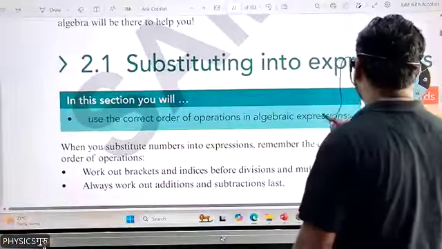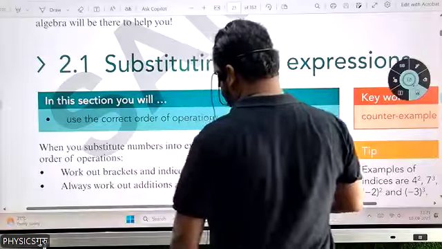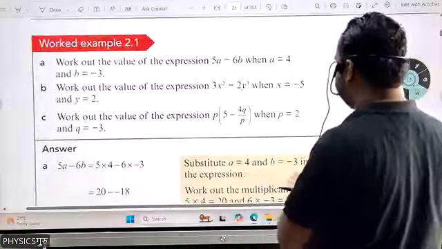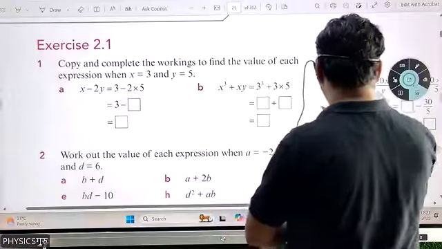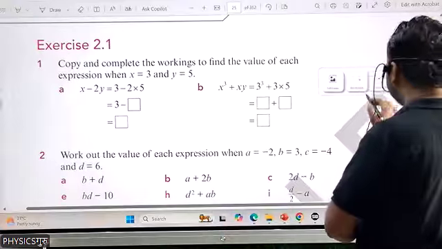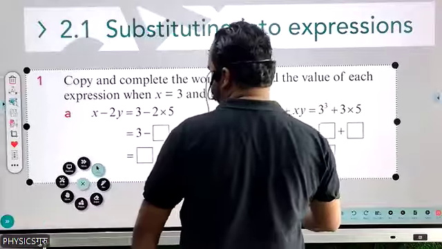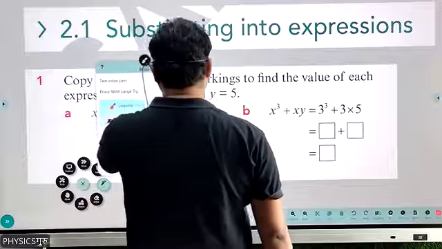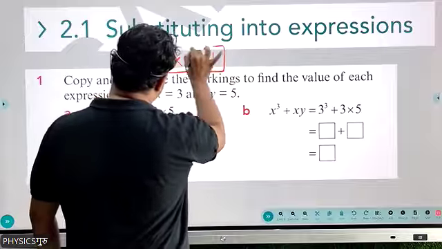The next one is exercise number 2.1. Substituting expressions. This is exercise 2.1.